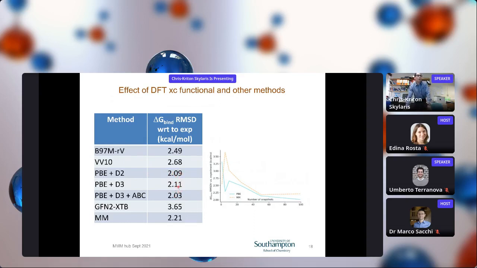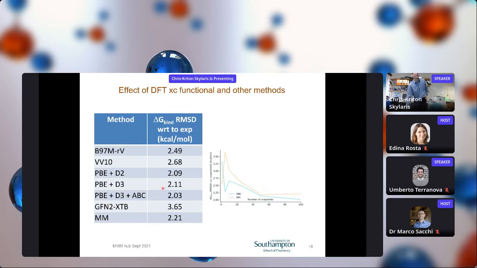So PBE with dispersion, in the best case, gives you some better results, and you can see it here also. It is consistently better, but not dramatically better. But you could say consistently. And this is dispersion, and the ABC term is a three-body addition to dispersion.